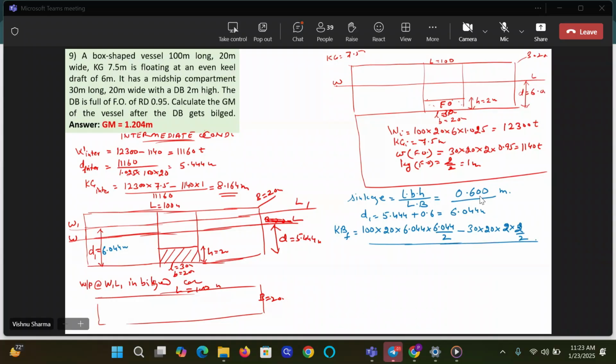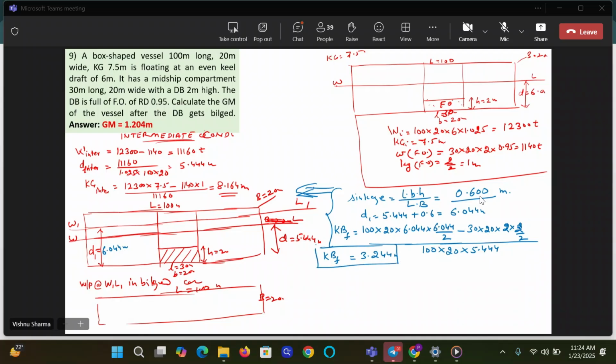Be careful here. What was the displacement of the ship or volume of displacement before bilging of the DB? The draft is 5.444. Please be careful. This is an area of mistake. In a hurry, you should not write 6 meters here. Correct, beta? Am I right? You are right, sir. We are doing these calculations for this condition, so everything is pertaining to this condition now. How much is the KB you get, guys? 3.244. 3.244 meters.